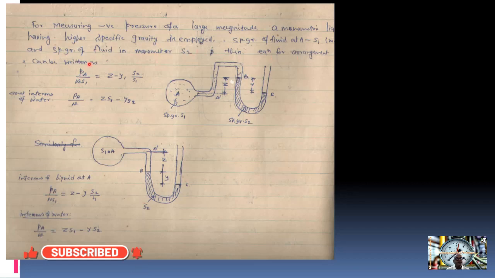The equation arrangement is Pa by W into S1. So Pa by W into S1, where S1 is the flowing liquid, is equal to Z minus Y1 into S2 upon S1. So in terms of water, it will be Pa by W is equal to Z S1 minus Y S2. Let us say this is another arrangement here. So Pa by W into S1 is equal to Z minus Y S2 upon S1. So this way also you can use the equation for measuring the negative pressure in the pipe.